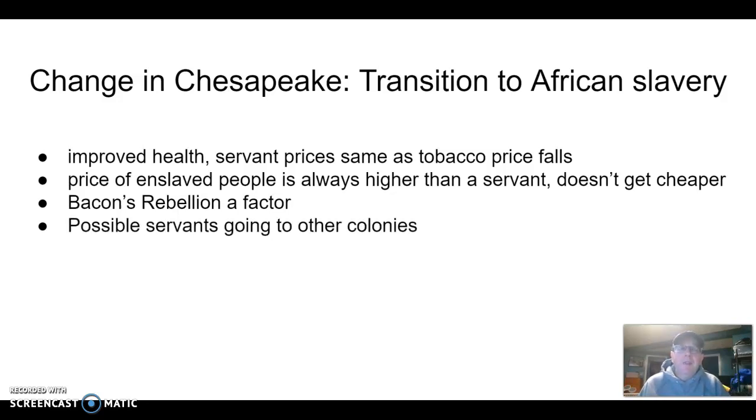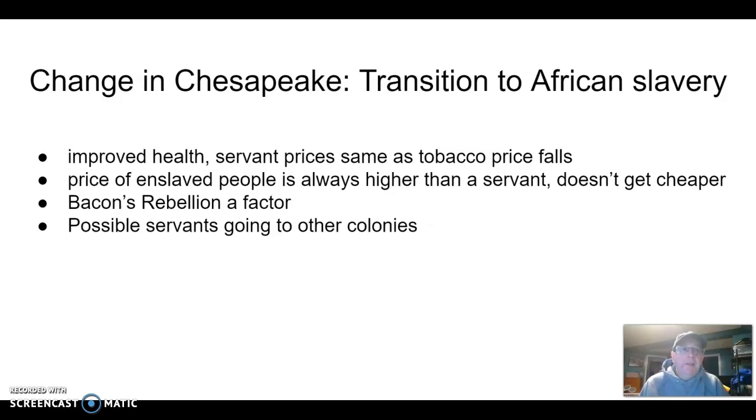There's also the servant population is drying up. There's now more places we're going to see people can go. So in 1610, your option is the Chesapeake. In 1620, it's still the Chesapeake because the Pilgrims are not welcoming you in New England. They're not inviting servants, really.